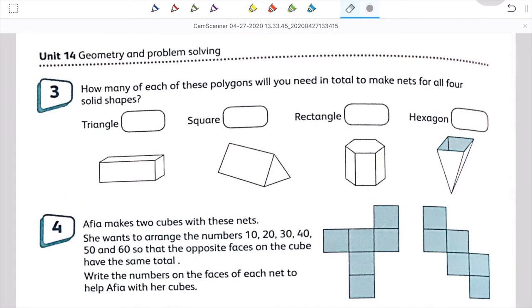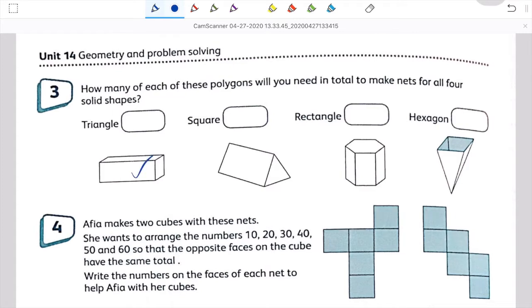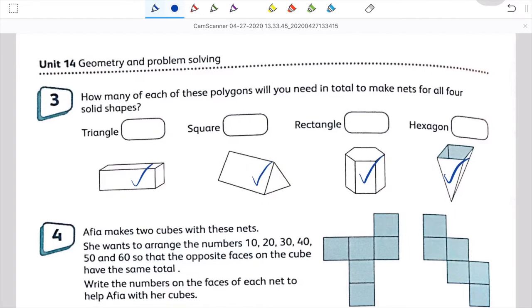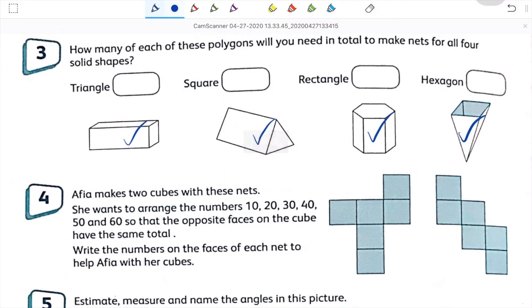How many of each of these polygons will you need in total to make nets for all 4 solid shapes? Okay, so apparently we're having 4 solid shapes, starting from a cuboid, a prism, a hexagonal prism, and a pyramid. Okay, so let's see, if we open the nets for these shapes, what we're going to have.